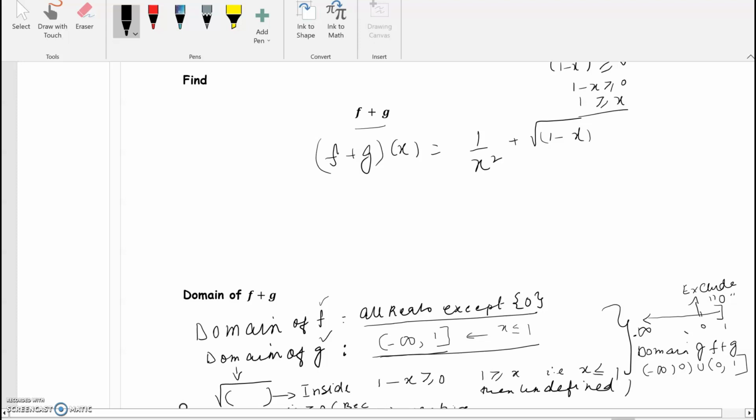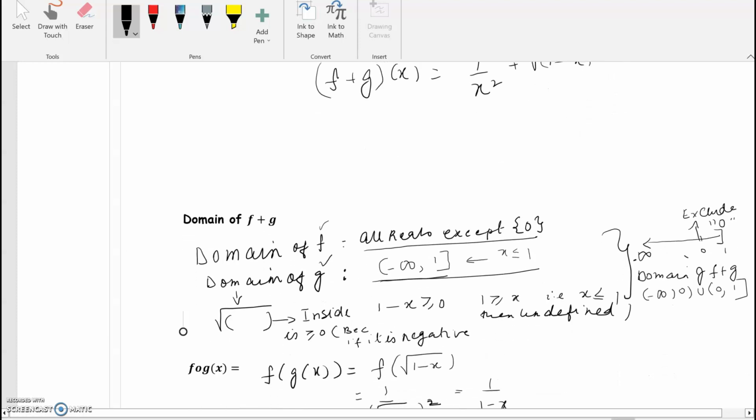So we know that the function f is defined at all reals except 0, but in the domain of f plus g, we cannot include anything greater than 1. So we're looking at the domain of g, which is negative infinity to 1, and getting rid of 0 at which the function f is not defined. Okay, so we're looking at the two domains and looking at what's common between these two, and that's what is the domain of the sum function.